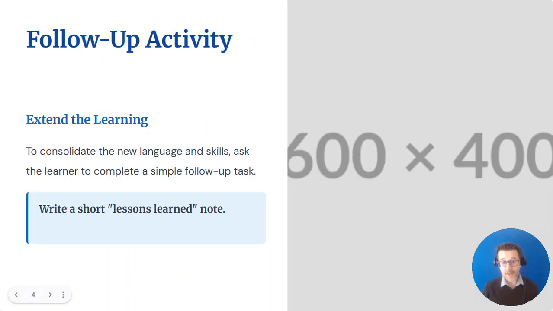As a follow-up activity, remember we need to consolidate this new language. You could ask them to write a short lessons learned note. I would also suggest maybe getting them to create an audio message, an audio note, where they just practice talking about this mistake in the past. If they do this 3, 4, 5 times, they'll get so much better at doing that.